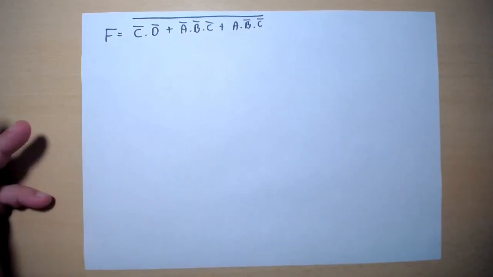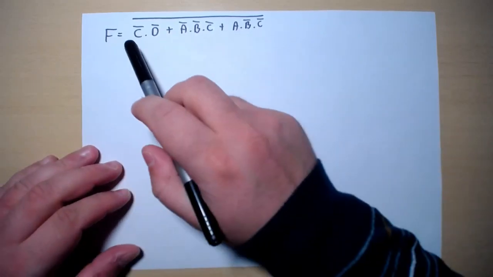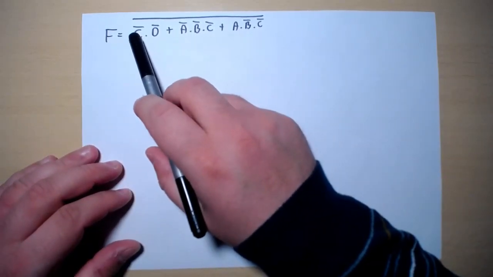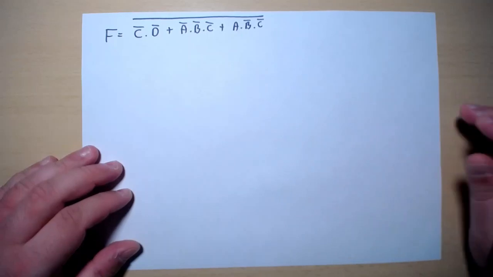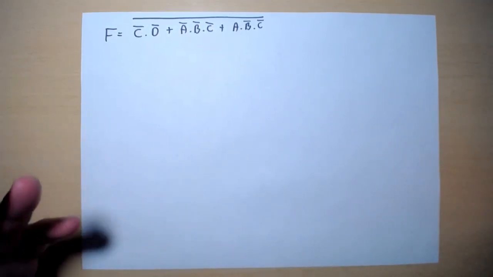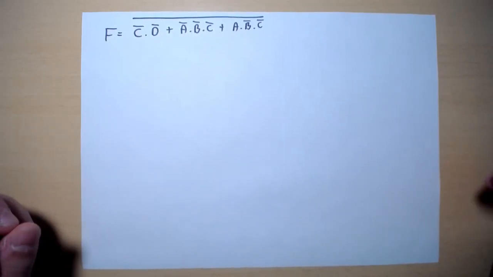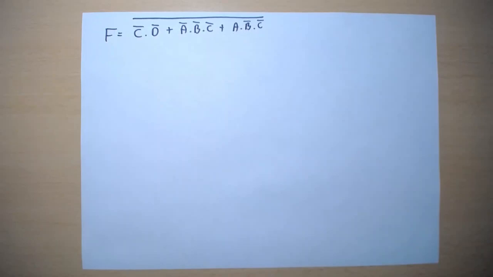In this example, we have to minimize this Boolean expression. We can note that there's one NOT gate on top of all the terms, which probably suggests the use of De Morgan's law. While De Morgan's law is important for this question, I suggest that we do not always immediately start with De Morgan.